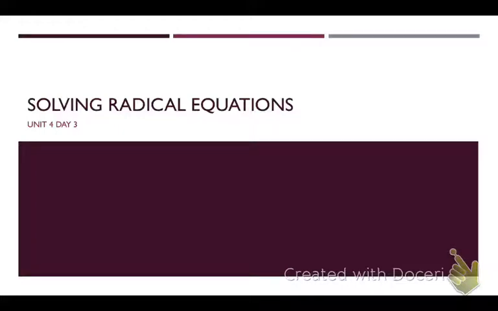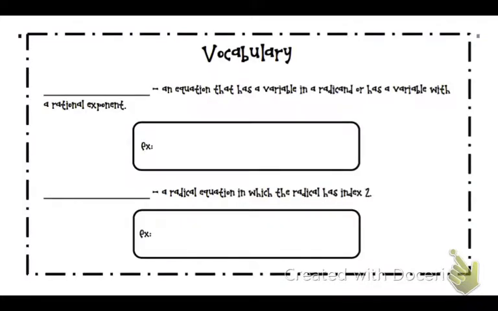Okay, solving radical equations. So we've been solving rational equations, now we're getting to radical equations. So that's like square roots and cube roots and all of that stuff. An equation that has a variable in a radicand or a variable with a rational exponent is a radical equation. So like the square root of x cubed plus 1 equals 65, that's a radical equation, okay?